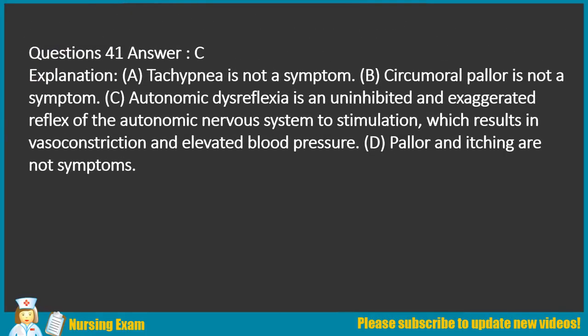Question 41. Answer: C. Explanation. A. Tachypnea is not a symptom. B. Circumoral pallor is not a symptom. C. Autonomic dysreflexia is an uninhibited and exaggerated reflex of the autonomic nervous system to stimulation, which results in vasoconstriction and elevated blood pressure. D. Pallor and itching are not symptoms.